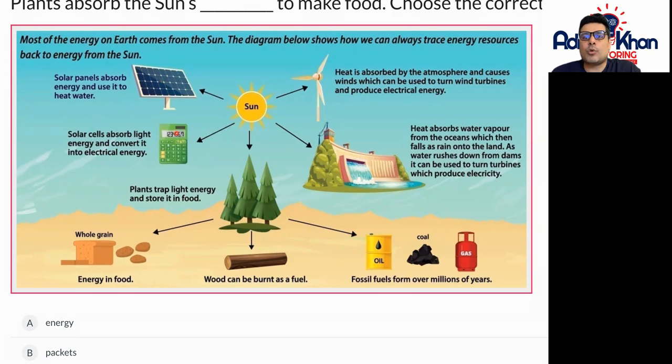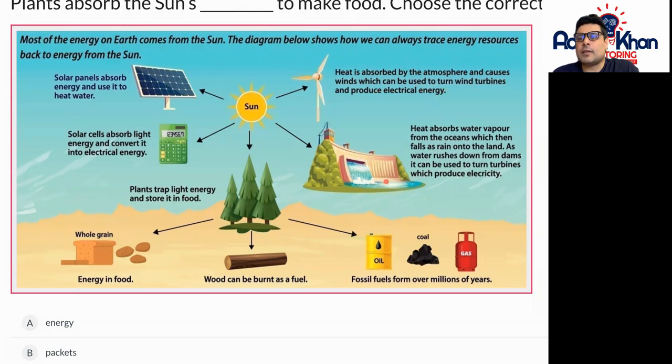So we have what we call solar cells in calculators. Some of our calculators actually work through solar cells. We also have heat that is absorbed by the atmosphere and causes winds, which can be used to turn wind turbines and produce electrical energy.